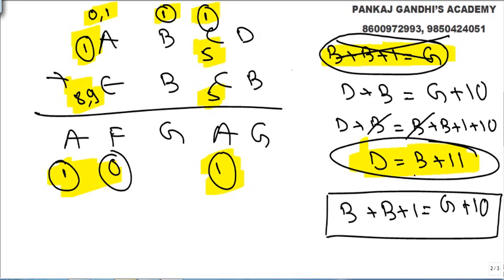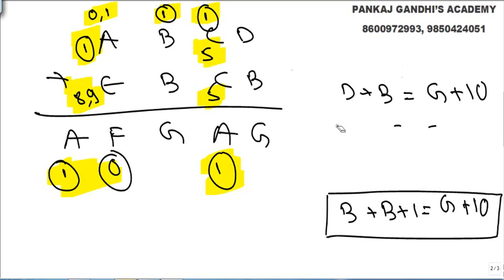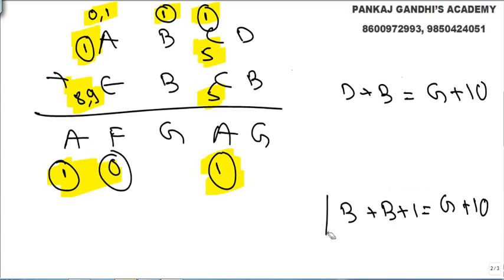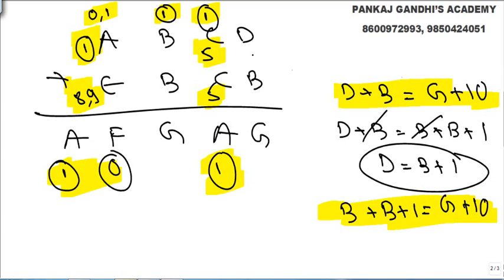So we got, it did not work out. Just now we saw, what works out is b plus 1 is g and there is a carry forward. So both are g plus 10. We have got both as g plus 10. So what we get is d plus b is equal to b plus 1. So d is equal to b plus 1. D is 1 more than b.